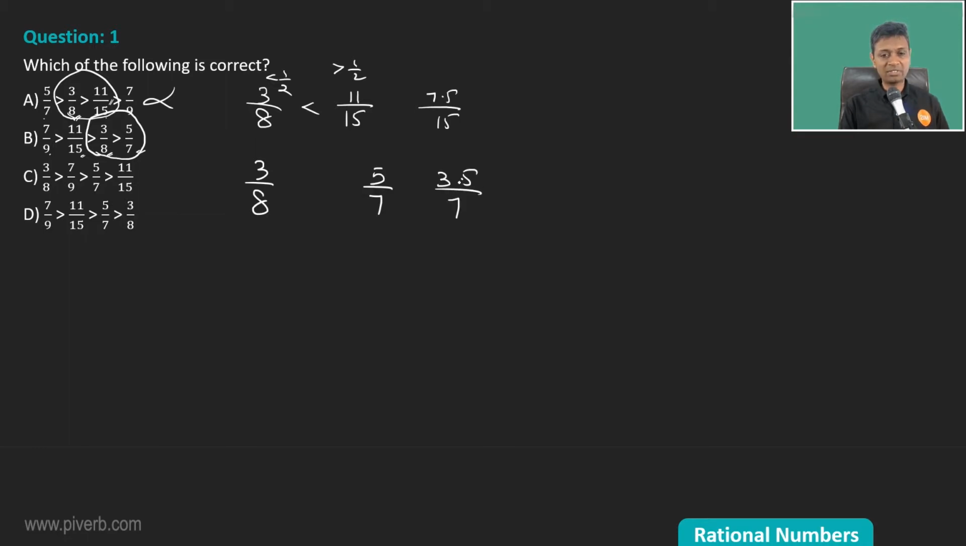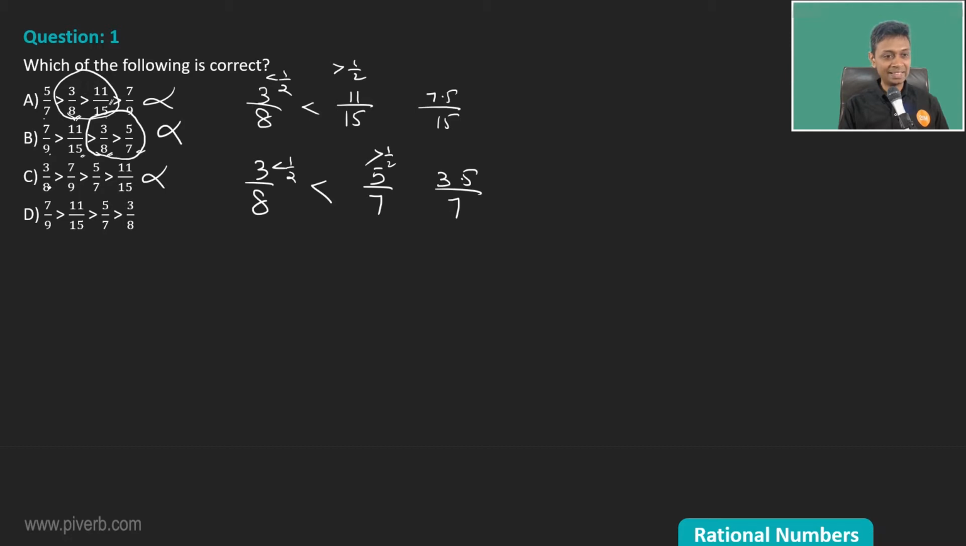3.5 by 7 is half. So this is more than half. 4 by 8 is half. So this is less than half. So this is less than this. This is ruled out. 3 by 8 greater than 7 by 9 ruled out.